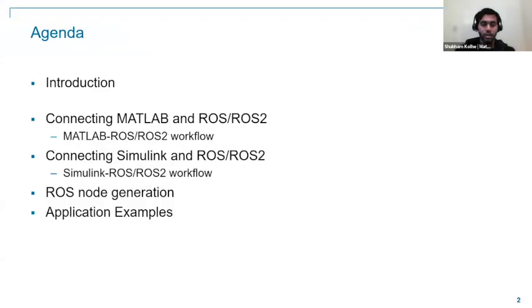Let's take a quick look at the agenda today. We'll take a quick look at what MATLAB and Simulink capabilities are for ROS. Then we'll take a look at how we can connect MATLAB and ROS and how we can work with it. Similarly, we'll take a look at how we can connect Simulink and ROS, and how we can develop and deploy algorithms in Simulink. Then once you have developed your algorithm and tested it, we'll move on to ROS node generation, where you can generate a C++ ROS node into your workspace, which can run independent of your MATLAB and Simulink. And finally, we'll take a look at an application example.